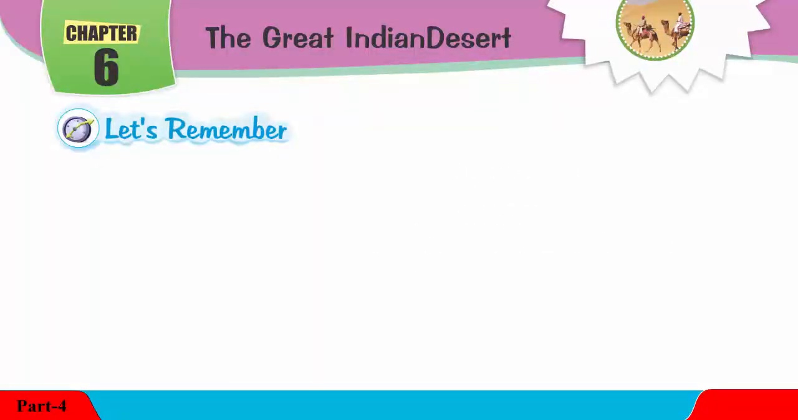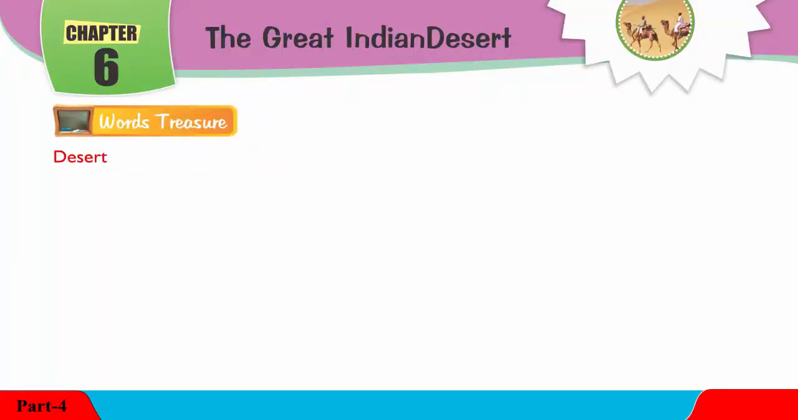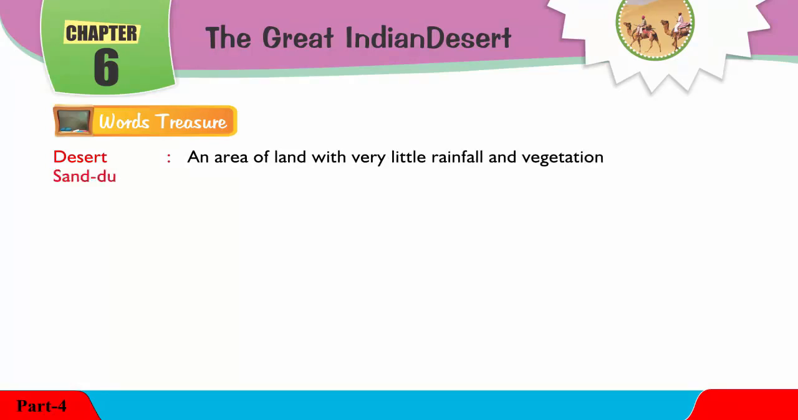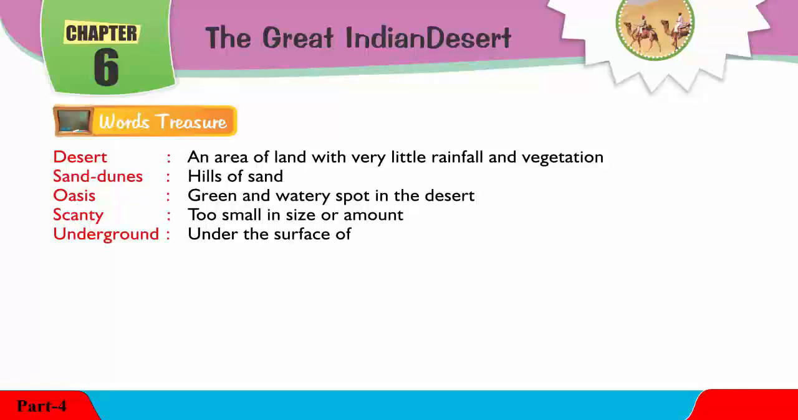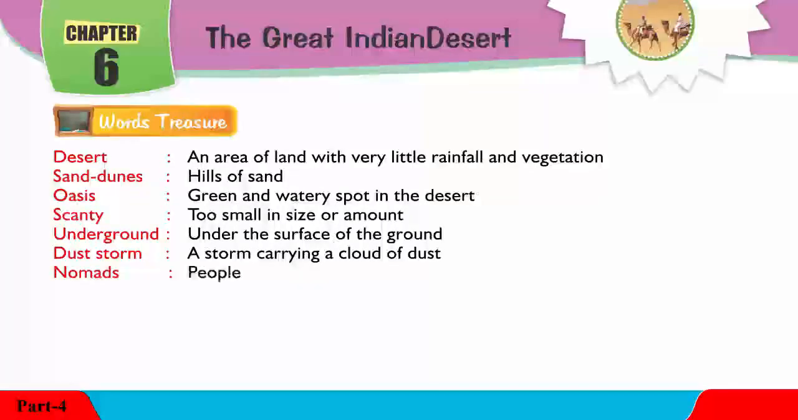Words treasure. Desert, an area of land with very little rainfall and vegetation. Sand dunes, hills of sand. Oasis, green and watery spot in the desert. Scanty, too small in size or amount. Underground, under the surface of the ground. Dust storm, a storm carrying a cloud of dust. Nomads, people traveling from place to place.